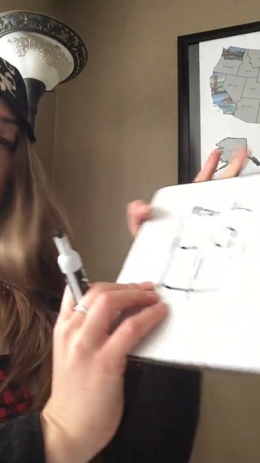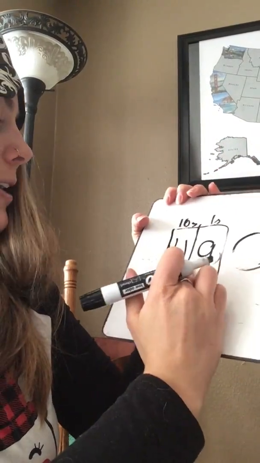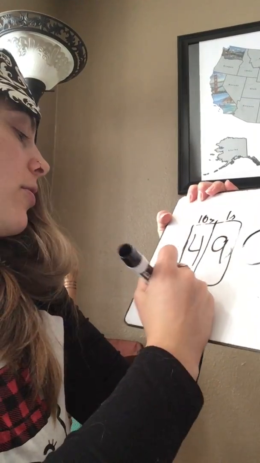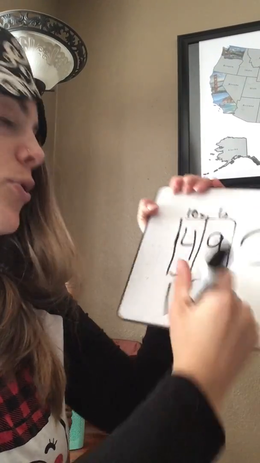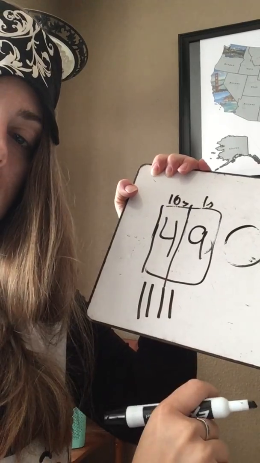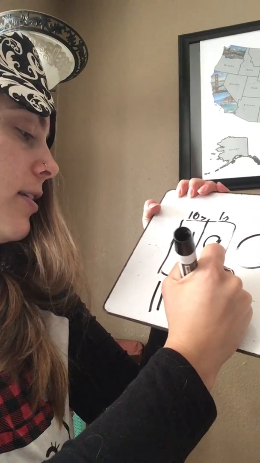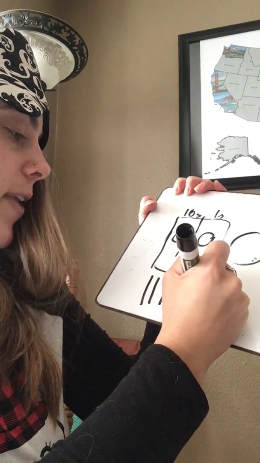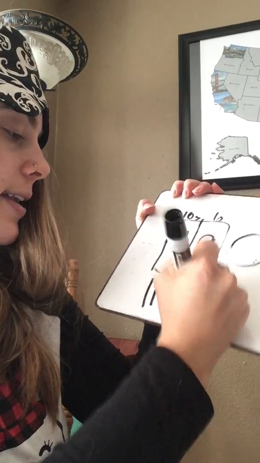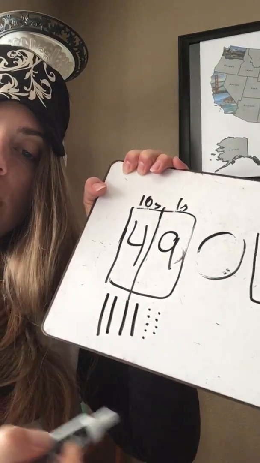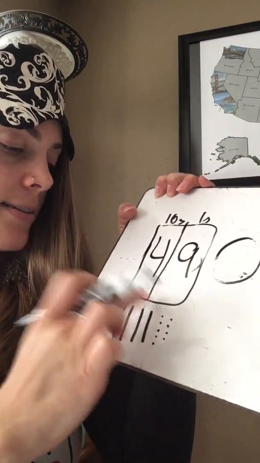So for 49, let's draw our quick tens. Ready? So how many tens do we have? 4. 10, 20, 30, 40. How many ones? 9. Let's add our ones. 1, 2, 3, 4, 5, 6, 7, 8, 9. Okay, so there's our 49 with quick tens.